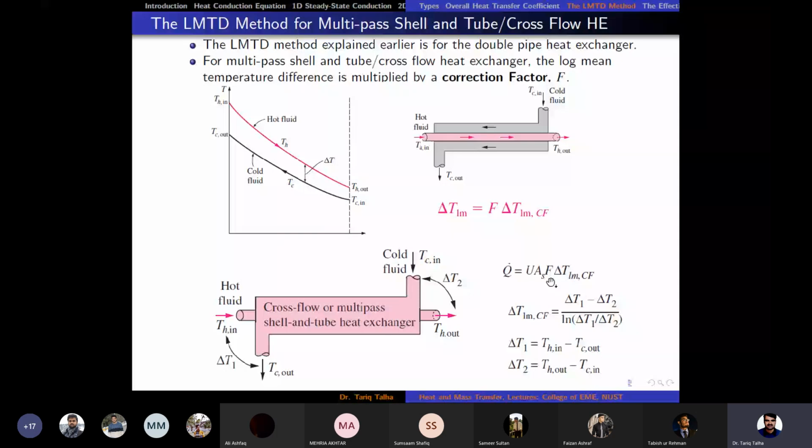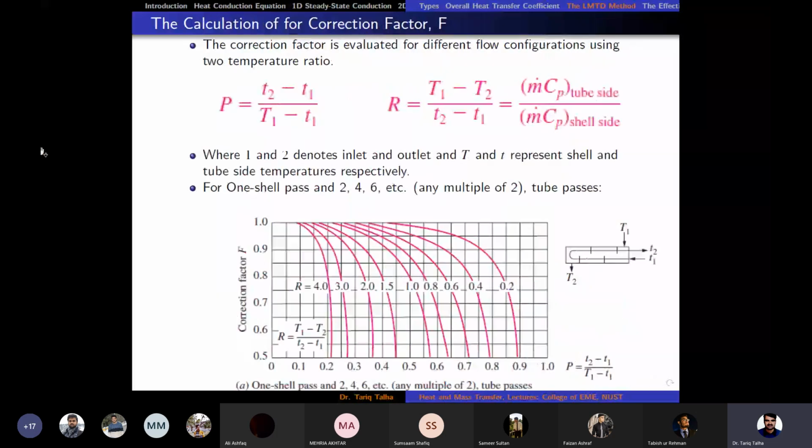So for that we use the inlet and outlet temperatures of the hot and cold fluid. We use two parameters for the calculation of this correction factor. One we call the R parameter, and the other is the P parameter. They are ratios of temperature differences. First of all, you can see there are two terminologies here: one and two. So one means inlet, two means outlet in these formulas for the P and R parameters.